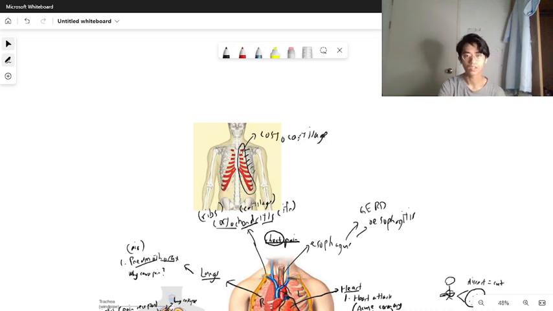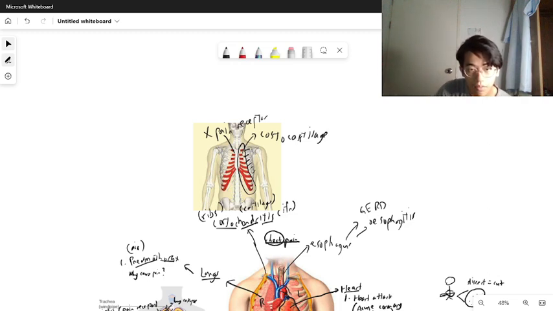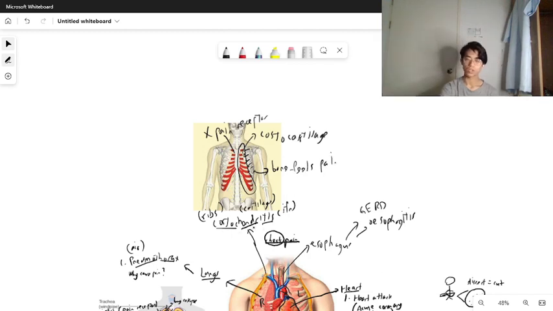But you have to know that the cartilage itself does not have pain receptors. This cartilage has no pain receptor. But when it is inflamed, it will affect the bones around it. So it's actually the bone that feels the pain. The bone feels the pain. So we'll have this costochondritis.